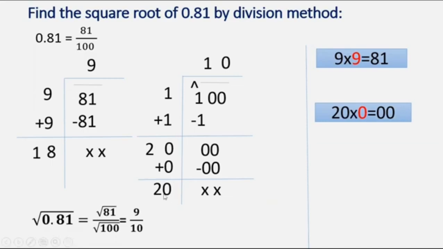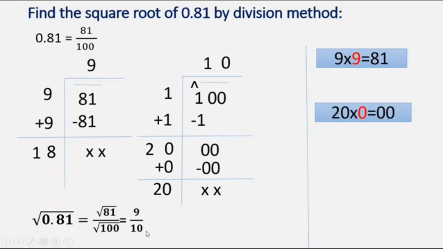Keep in mind that whenever you are solving the right hand side, don't forget to solve the left hand side. Now let's check the answer. We have to find the square root of 0.81, which equals the square root of 81 over the square root of 100. The square root of 81 is 9 and the square root of 100 is 10. We have solved the numerator and the denominator, and we get 9 upon 10.